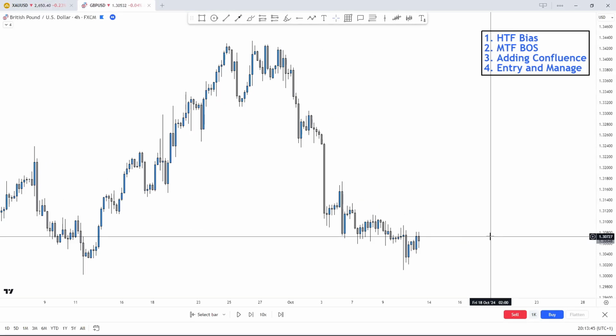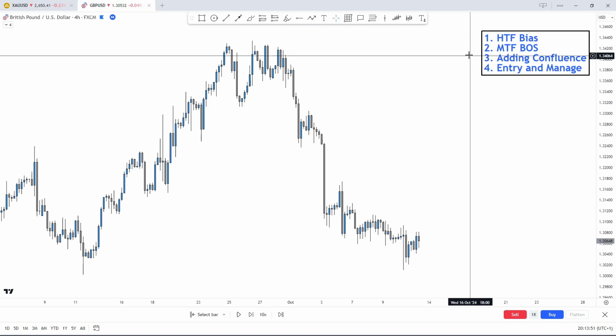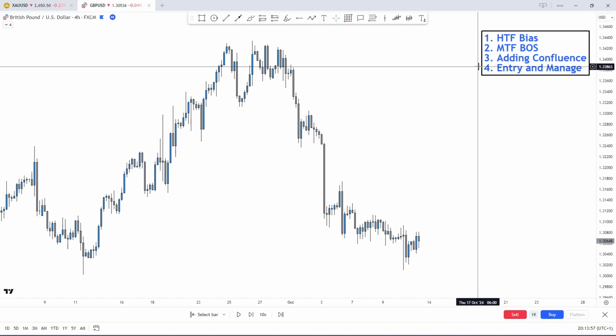Alright everyone, here I am on GBP USD. We are currently on the 4-hour time frame. I've got the steps on the screen right here. Step 1, higher time frame bias. Step 2, middle time frame break of structure. Step 3, adding confluence. And step 4, entry and manage.